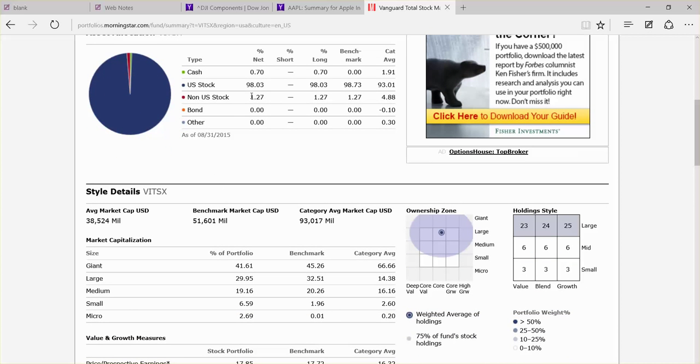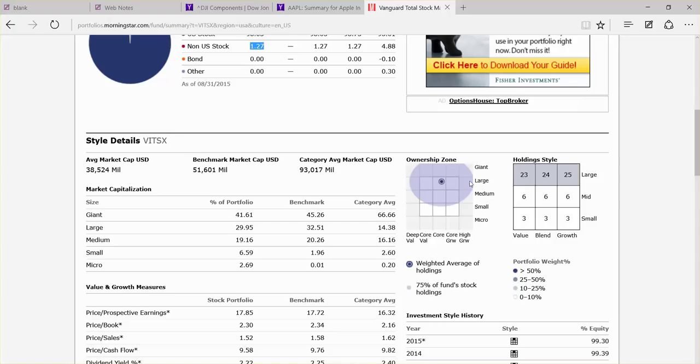A, because it doesn't have much in terms of foreign stocks. B, it doesn't have much in terms of small or micro. Let's check out the value versus blend. This particular matrix shows you, so this is deep value, high growth. This actually might show me a little better, but this does show me that the midpoint is essentially in the middle, so it's in the middle between value and growth, but it is focused on larger companies.